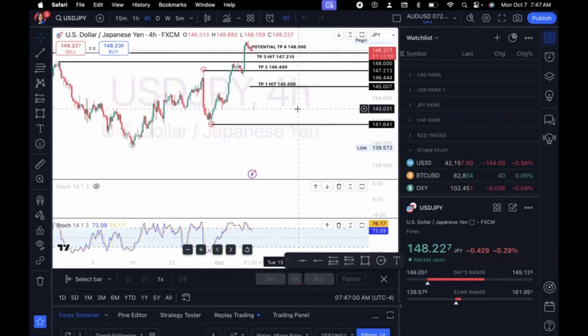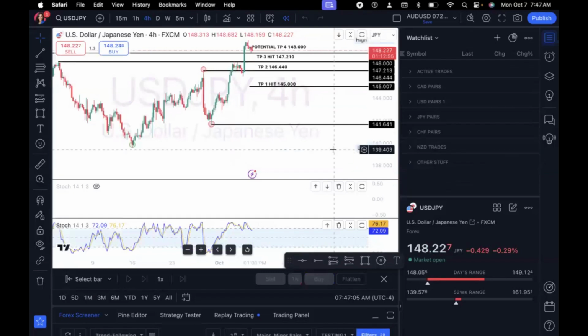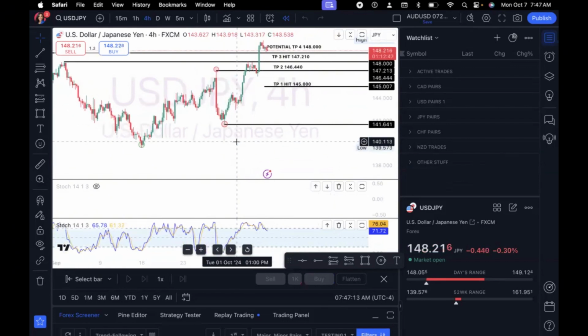Typically, I don't trade JPY pairs every day just because they do move so fast. I like to stick to my USD pairs. However, if I see a nice setup, I'm not going to be intimidated by the market. I'm just going to go ahead and take it.